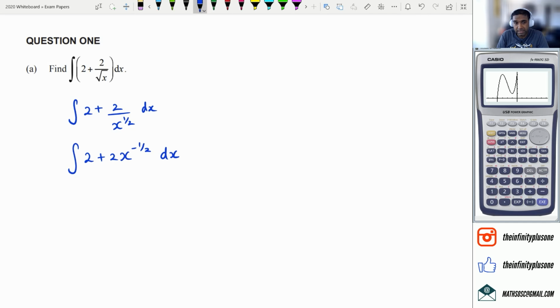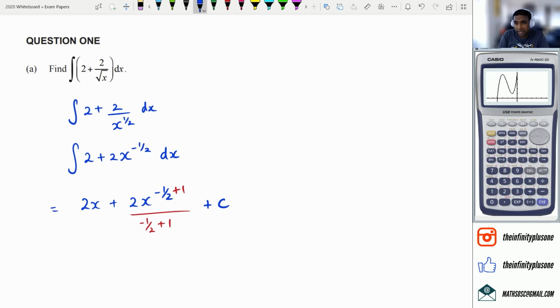And now I'm going to start integrating it. So integrating 2 becomes 2x, and I've got x to the negative half. I needed to add 1 to the power, and of course divide by the new power, which happens to be negative half plus 1. And of course, don't forget, you need the plus c at the end as well.